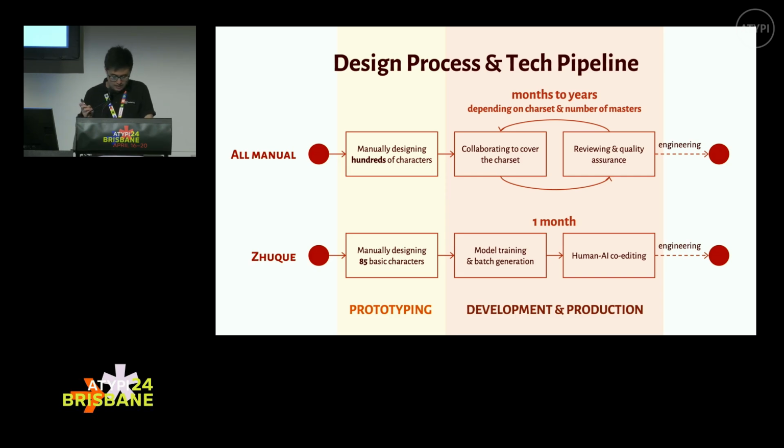Again, CJK type design is known for its intensive human effort and considerable time investment. But with our pipeline, we managed to significantly reduce the time cost of this traditionally labor-intensive development and production stage to a mere month. This also marks a shift for the designers who traditionally needed a team to bring their design to life. But now, with the assistance of AI, designing on a large character set can be managed with personal effort.